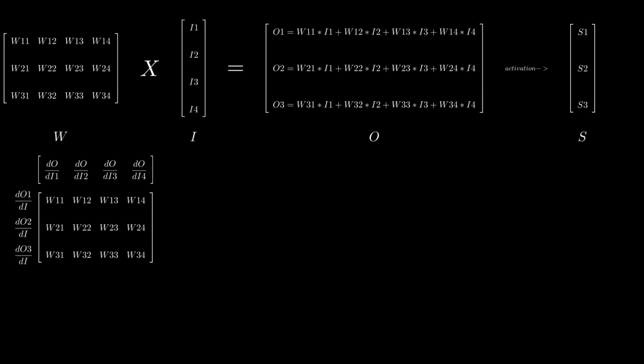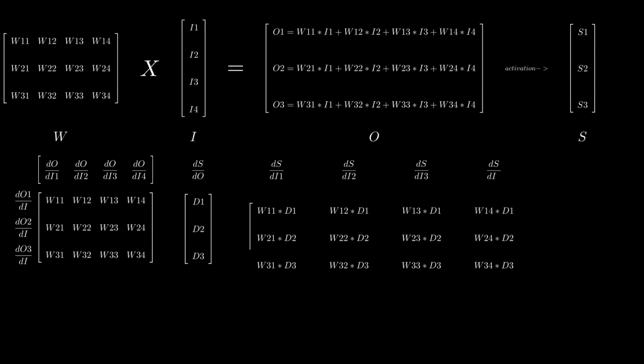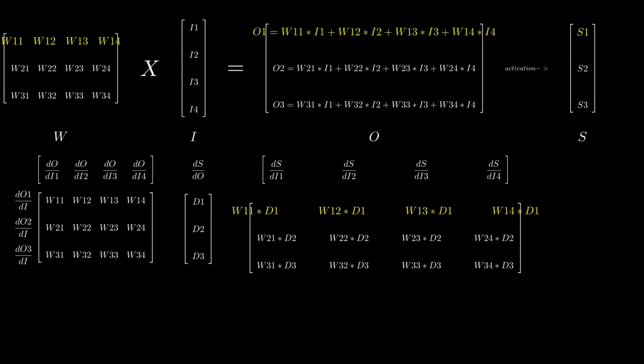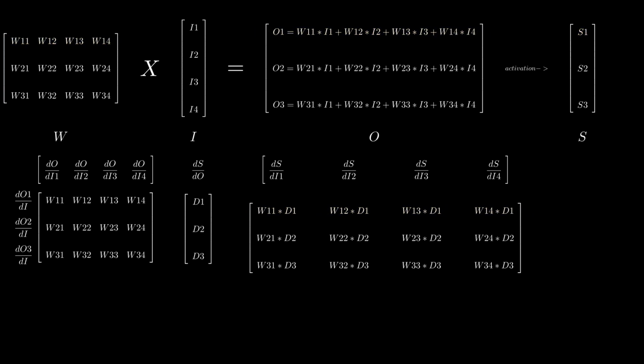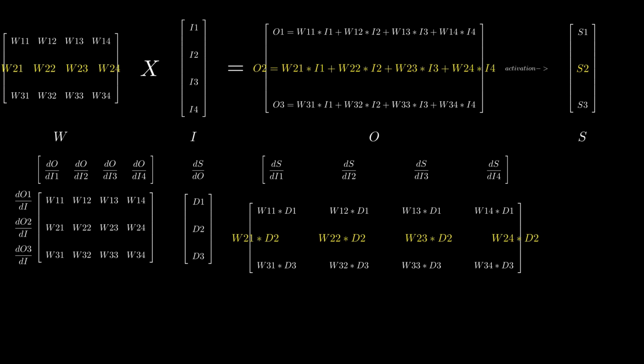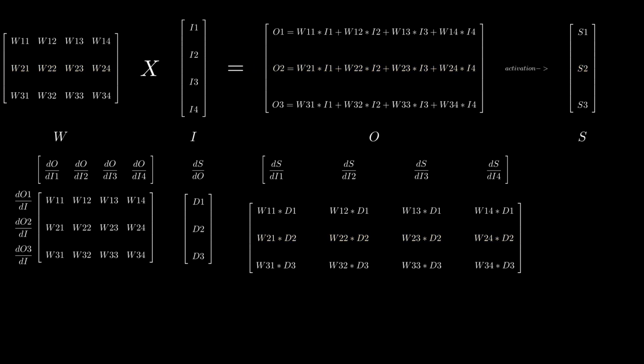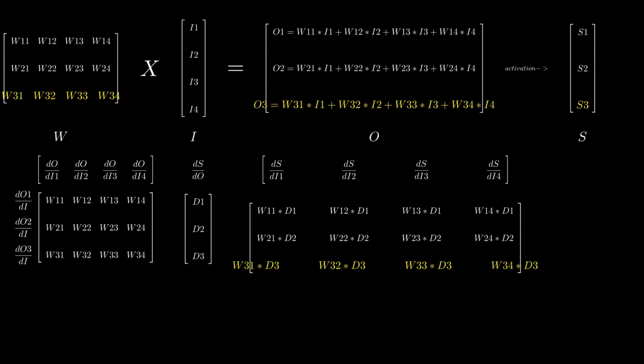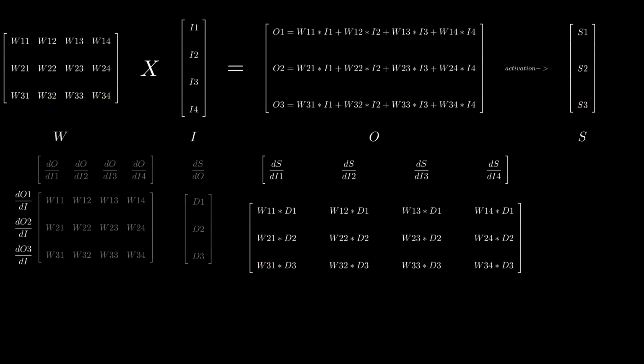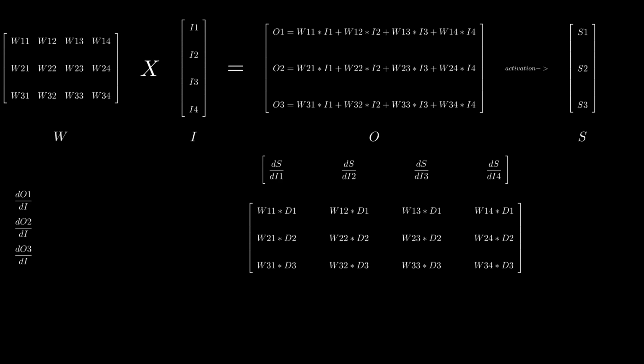Now if we want to calculate the derivative of S with respect to input, where S is the output after applying activation, we can simply do it by multiplying both matrices linearly. Here, D1 is multiplied with the first row because it's dependent on the first output O1, which is dependent on the first weight matrix row. Similarly, D2 multiplies with row 2, and D3 is multiplied with row 3 to get derivatives. Again, we can represent this with respect to the output matrix, but this time it's the derivative of S with respect to the input, where S is the output after activation.